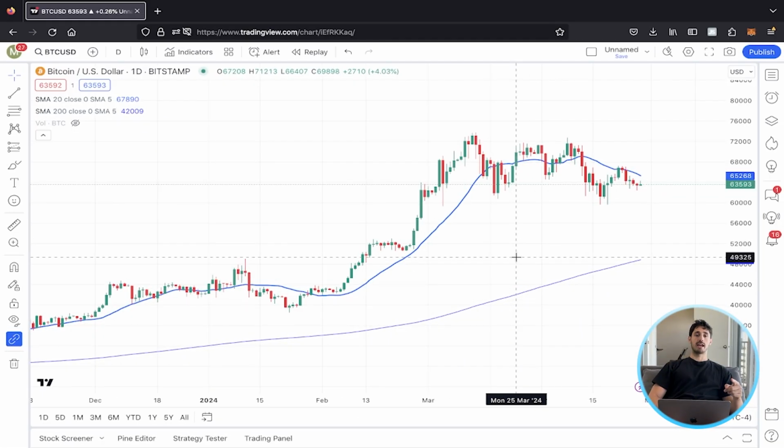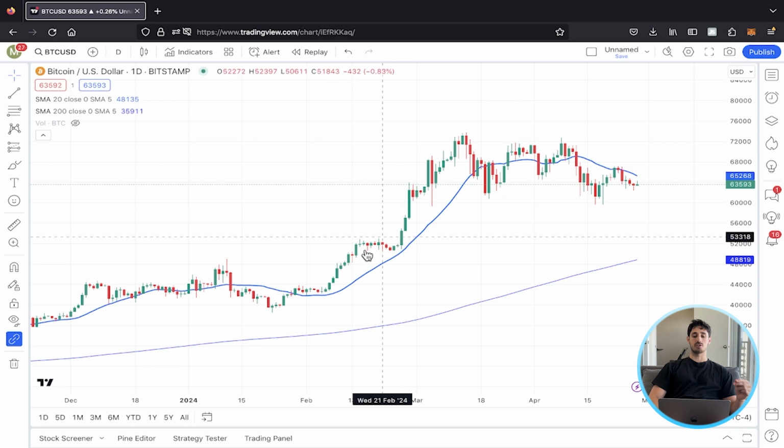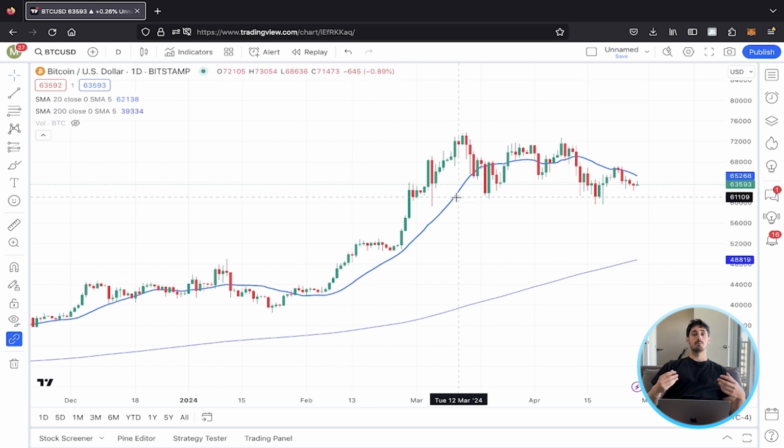Let's start with the education. Let's talk about using time frames in your trading. And the first thing that I need you to understand is that we have these candlesticks on the chart, and these candlesticks represent price action. It represents what is happening with price. Where is price opening? Where is price closing? What are the highs and lows of price during a particular time frame?